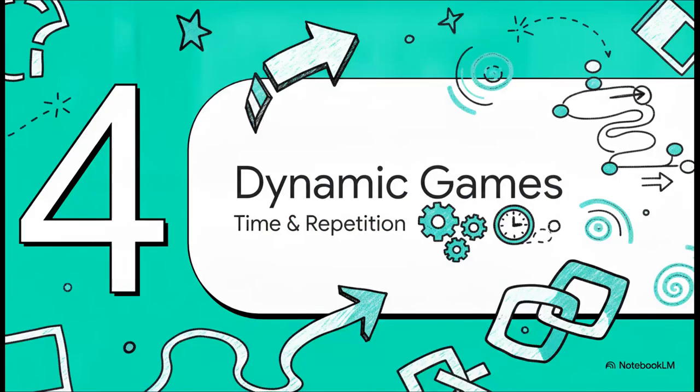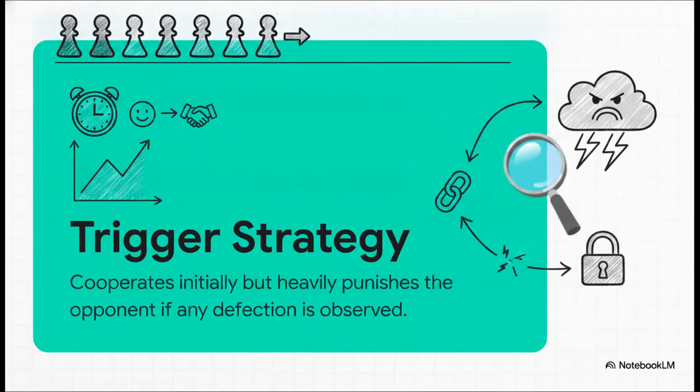All right, Section 4. Let's dive into Unit 22, Dynamic Games. Here is where we finally introduce the element of time. In the real world, you rarely just interact with someone once. When games are played infinitely, players can actually use promises and threats about the future to enforce cooperation today. We call this a trigger strategy.